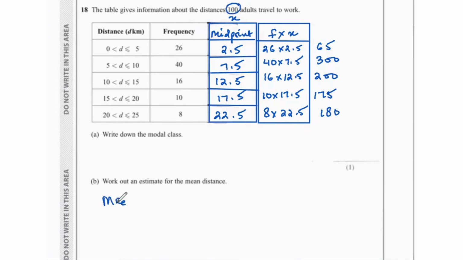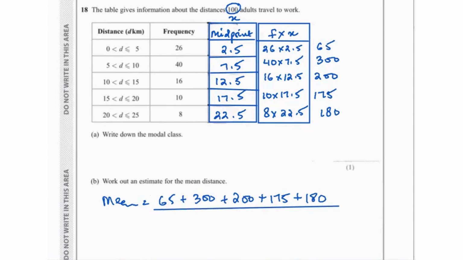So the mean is going to be 65 plus 300 plus 200 plus 175 plus 180 divided by 100, and that gives us a value of 9.2. So 9.2 kilometers is your mean distance.